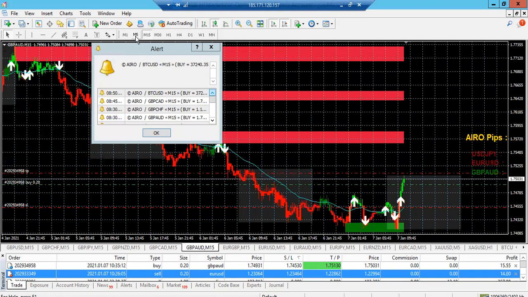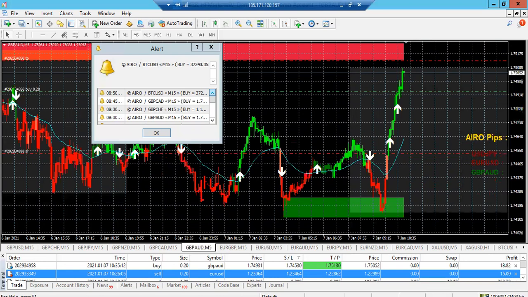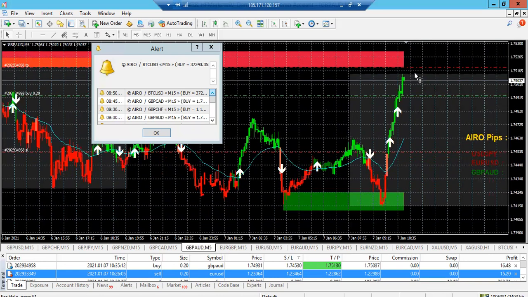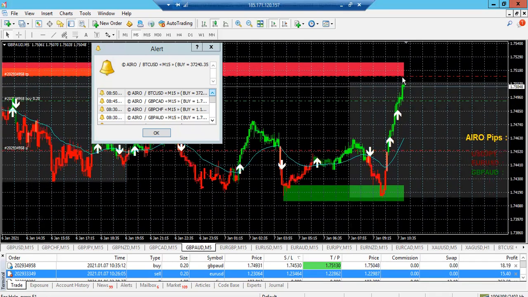I think on 5 minutes it must have broken this resistance. It should have, yeah, it has broken it, and it is heading up here. Thank God our TP is close to this resistance here. So even if it hits our TP and starts to reverse as it hits the resistance, we're still going to take our profit out.